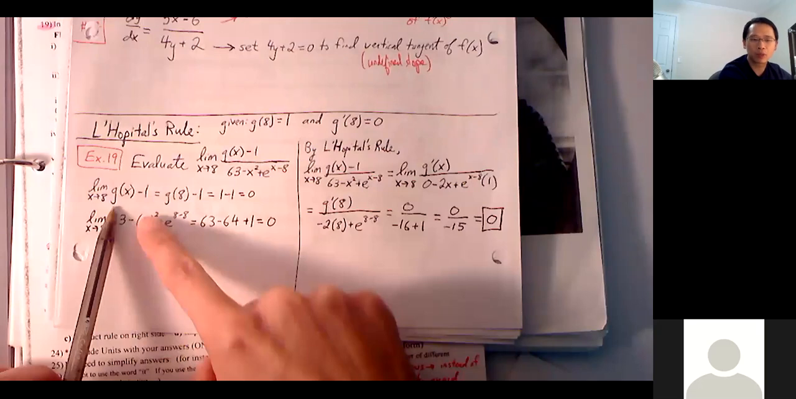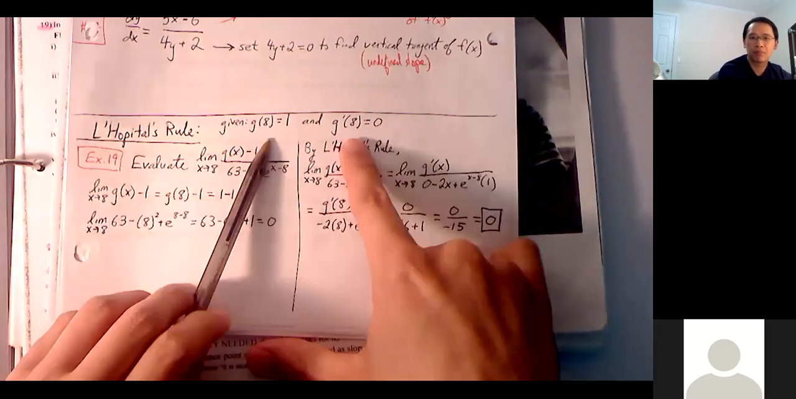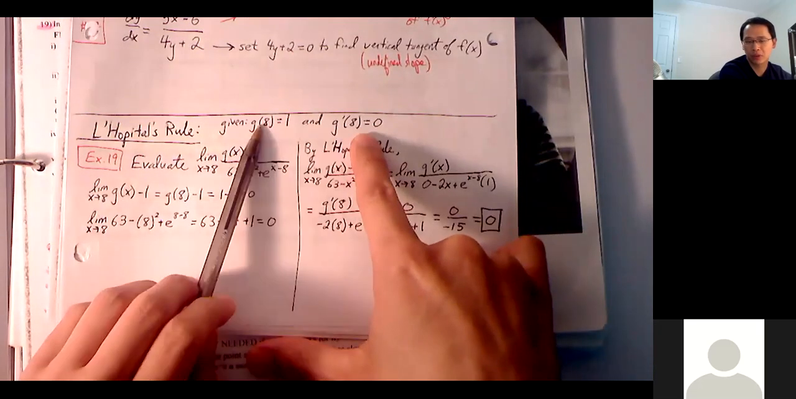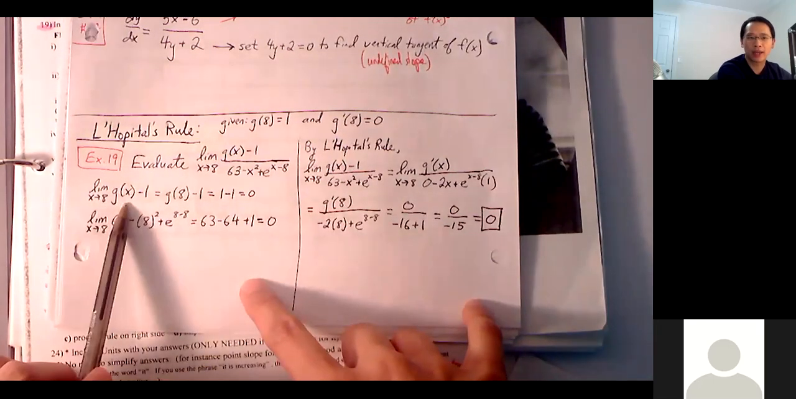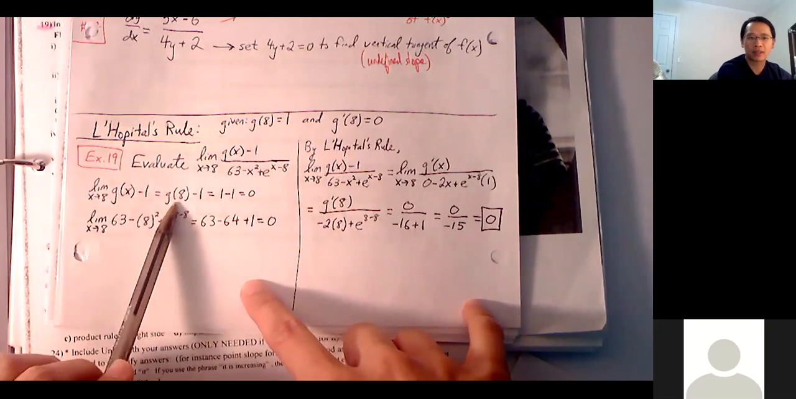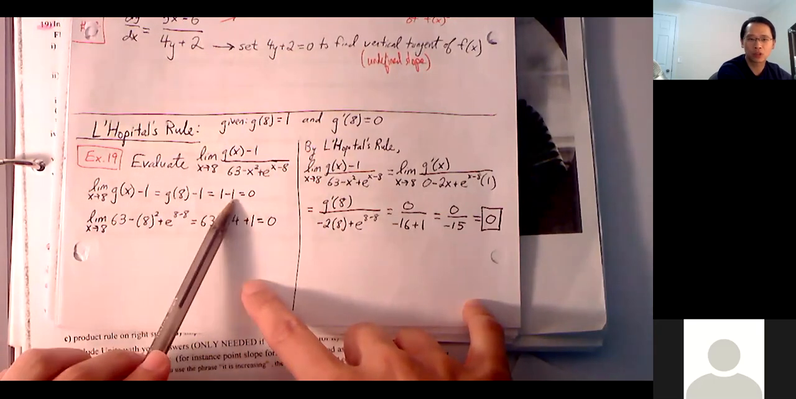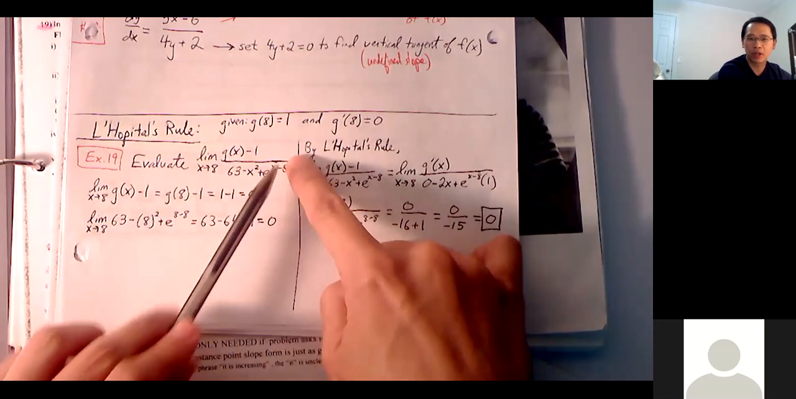So do the limit of the numerator. Let's say my g of 8 is equal to 1 and g prime of 8 is equal to 0. So let's say that's given to you, and I'm going through my limit. I plug in, I get g of 8 minus 1, 1 minus 1 is 0. Obviously the numerator is 0.